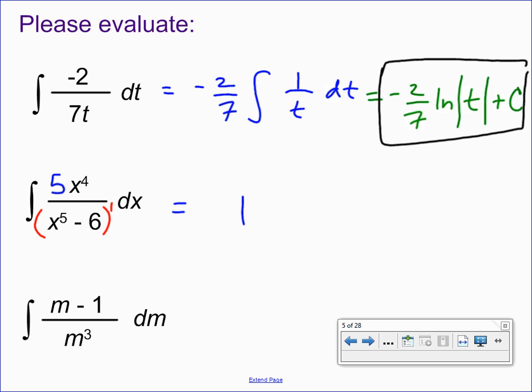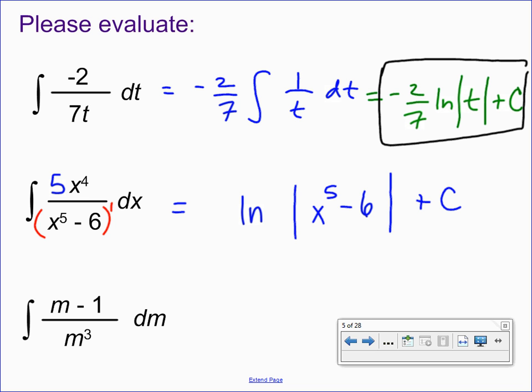That would have come from the natural log of the absolute value of x to the 5th minus 6, close bars, plus c. Why? Because the derivative of this would be 1 over x to the 5th minus 6 times 5x to the 4th. So if I had that 5 there, then this would be my antiderivative function.